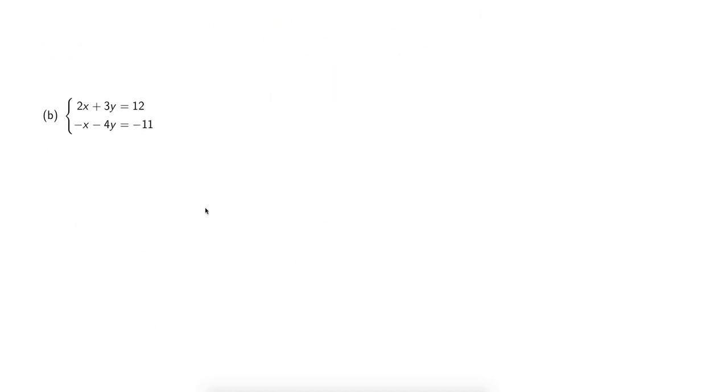This is another one that we solved in the previous video. But for right now, let's just go ahead and write the augmented matrix. So we have 2 and negative 1. We have 3 and negative 4. And on the right side, we have 12 and negative 11.